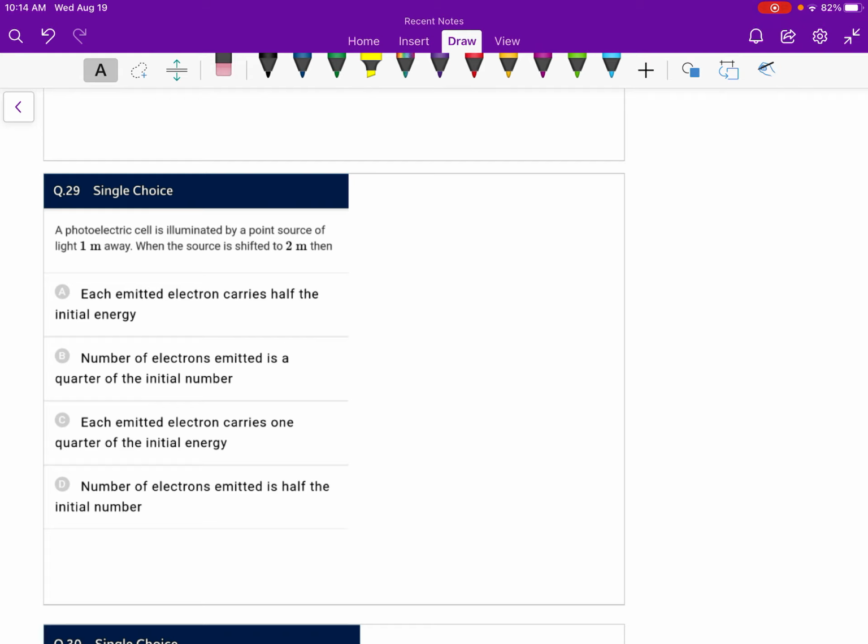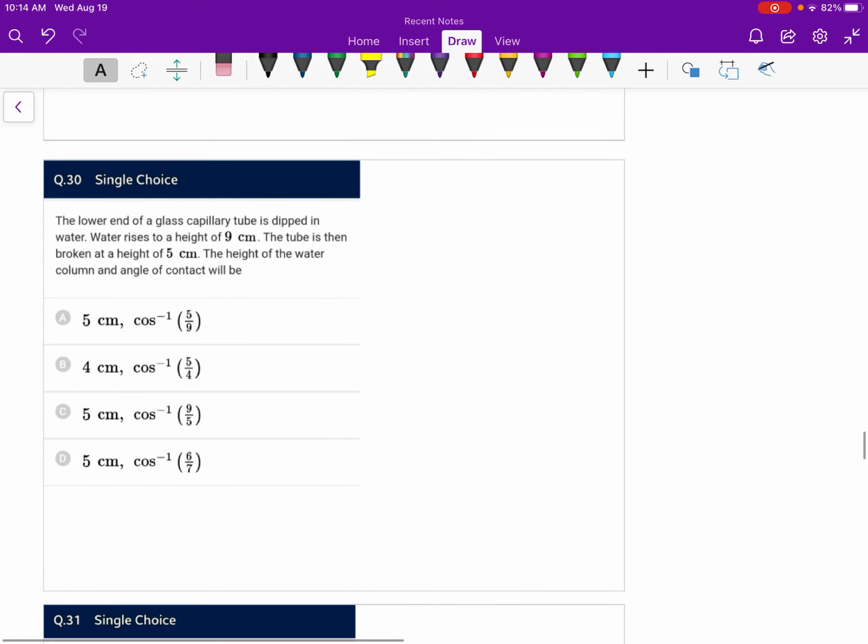A photocell is illuminated by a point source of light 1 meter away. When the source is shifted to 2 meter, D2 is 2 times D1. So the intensity at the photocell becomes 1/4 of the initial intensity. Therefore, the number of electrons emitted is a quarter of the initial number. So B is the correct option.